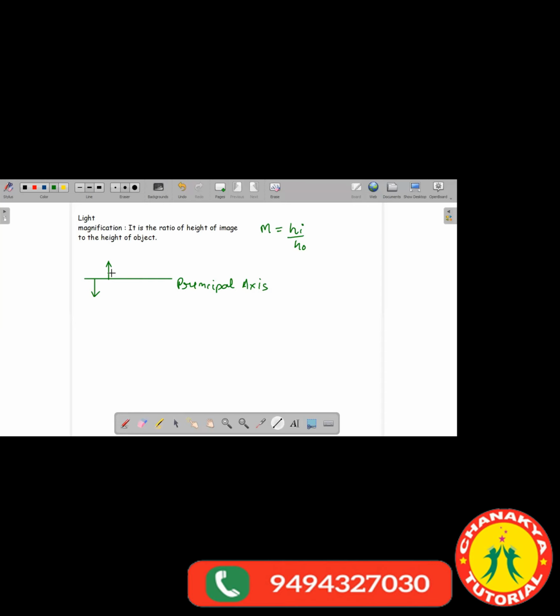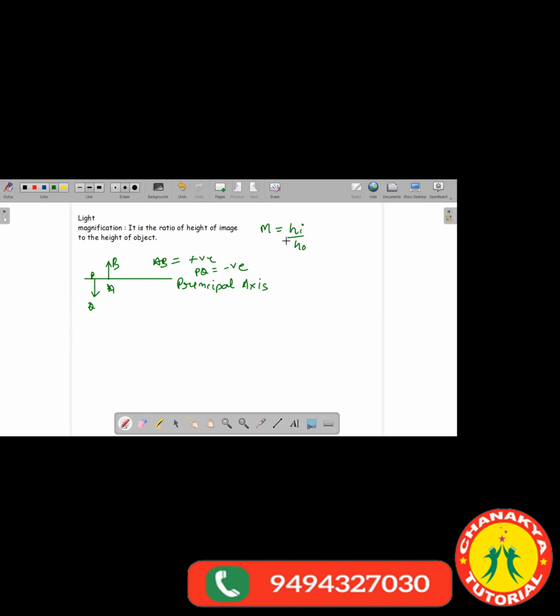Let this measurement be AB, and let this one be PQ. So AB will be positive and PQ will be negative. Everyone understood this? Yes, sir. Okay. Now from this formula of magnification, you have height of image by height of object.